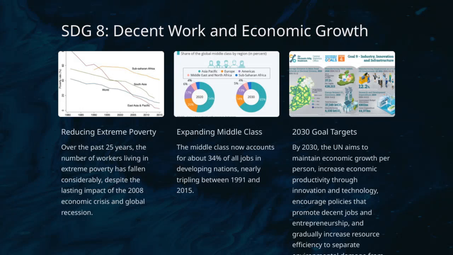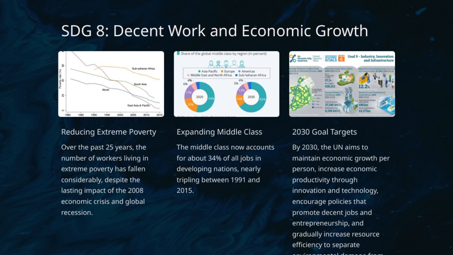By 2030, the United Nations has set some ambitious but vital goals. They aim to sustain economic growth on a per-person basis, ensuring that as economies expand, individual well-being improves too. At the same time, they want to boost productivity through innovation and technology. These are key drivers of sustainable development.